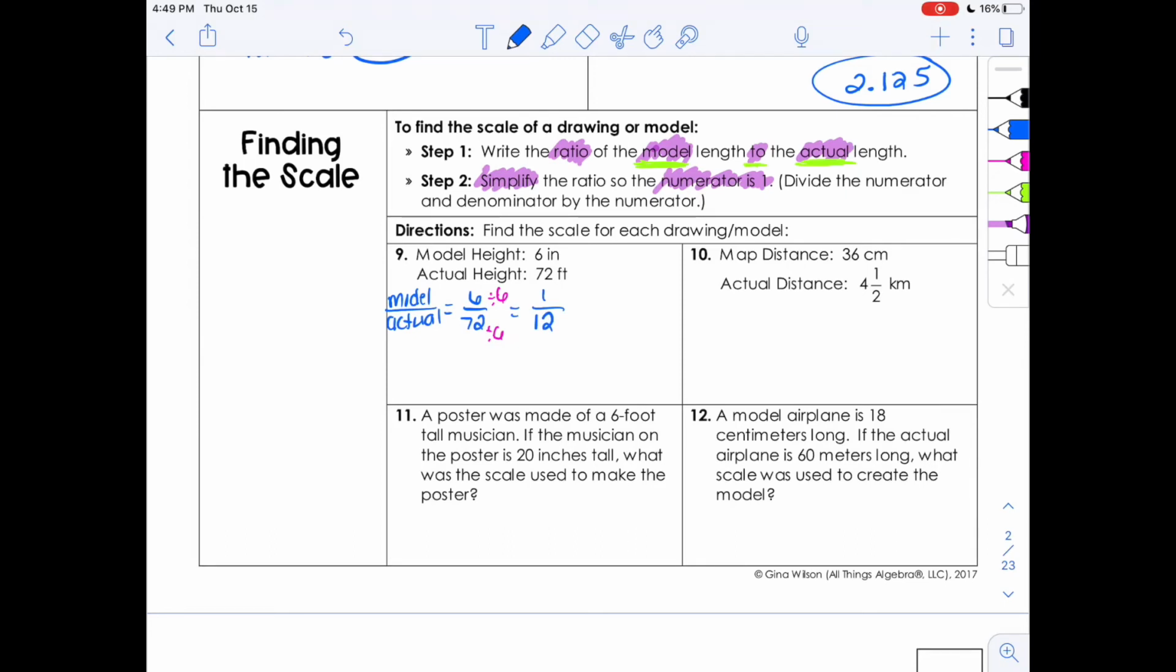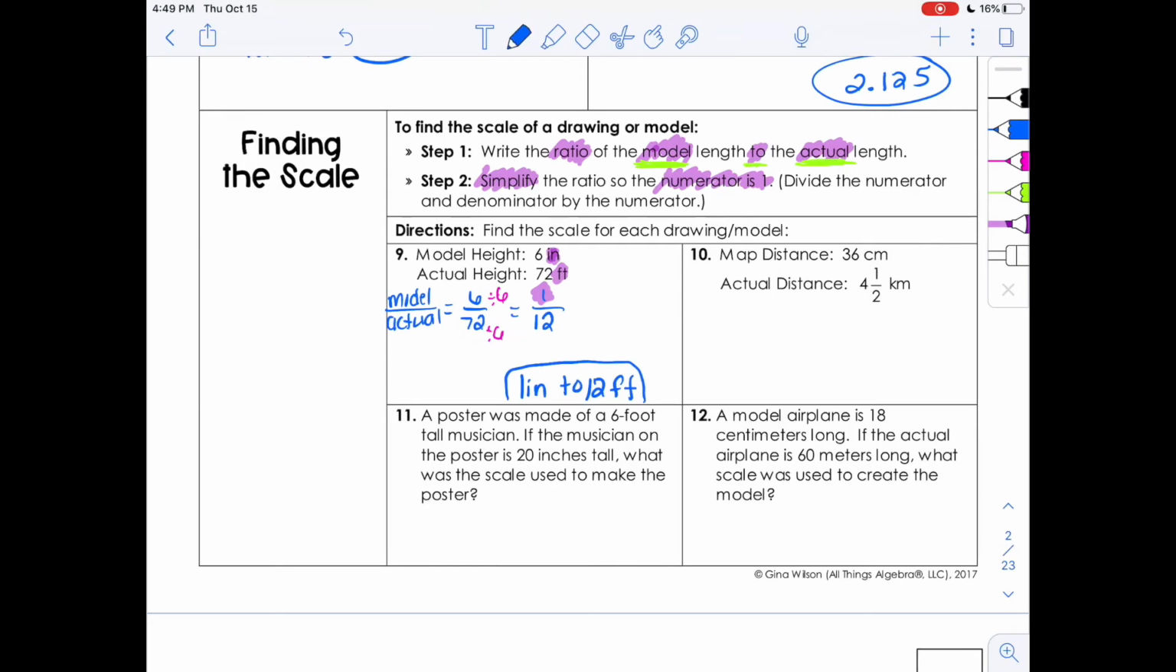Now that my numerator is 1, and it might take a couple of times simplifying it, but you want to keep going until you get that numerator of 1. Once that numerator is 1, you have your scale. So our scale is 1 inch to 12 feet. And I was using those dimensions from our original problem up here.